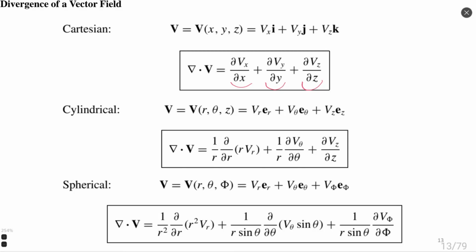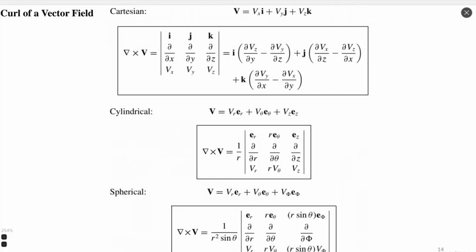Divergence can be calculated only over a vector. Such a formula can be seen not just for Cartesian coordinates, but also for cylindrical and spherical coordinates. I think in some future applications, we will see the cylindrical coordinate divergence, and we will see how to use it in some practical examples.